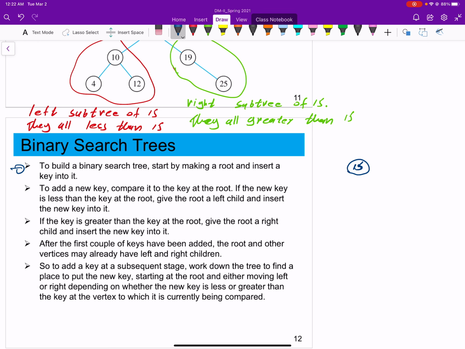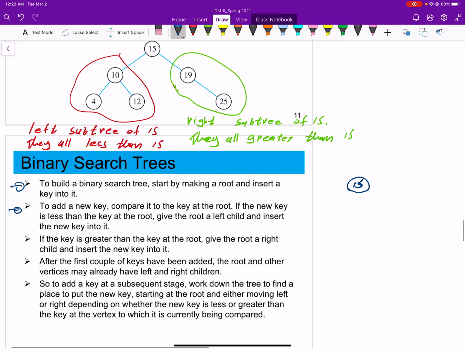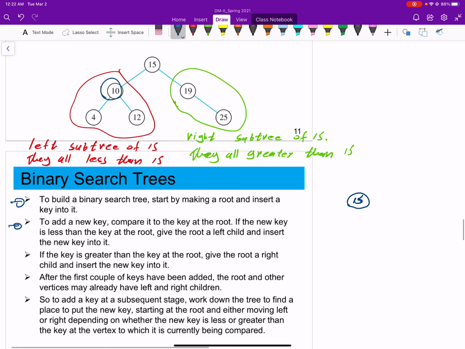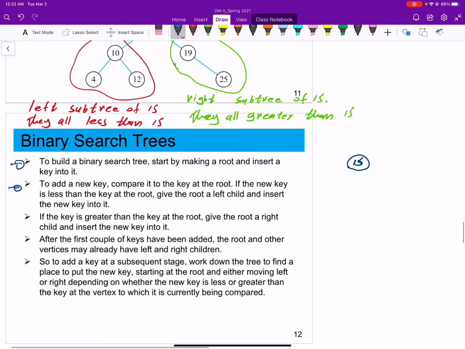Then you make the root. Then second point, to add a new key, compare it to the key at the root. If the new key is less than the key at the root, give the root a left child and insert the new key into it. Now you have to add 10. Let's say you are adding 10 into this tree. 10 is smaller than 15, so you just put 10 here.